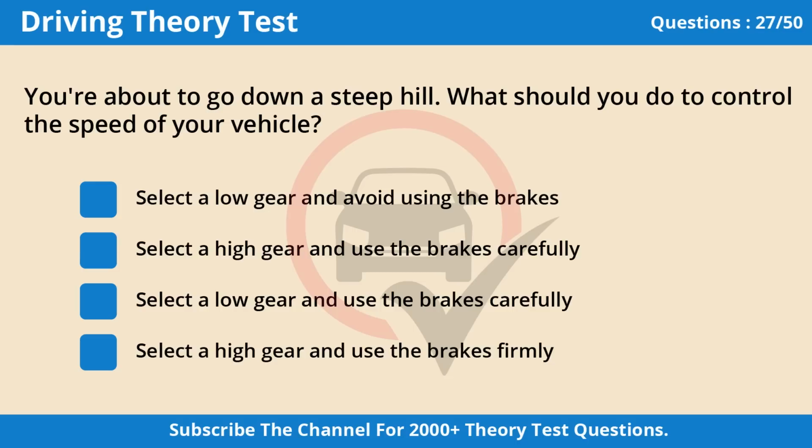Question 27. You're about to go down a steep hill. What should you do to control the speed of your vehicle? A. Select a low gear and avoid using the brakes. B. Select a high gear and use the brakes carefully. C. Select a low gear and use the brakes carefully. D. Select a high gear and use the brakes firmly.